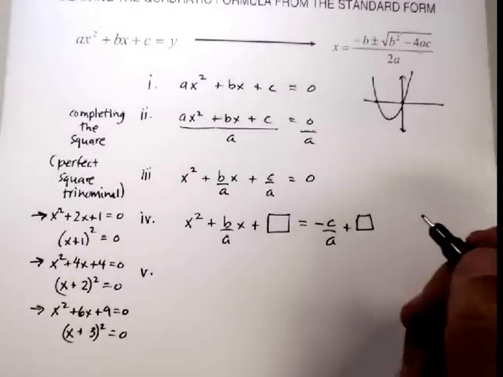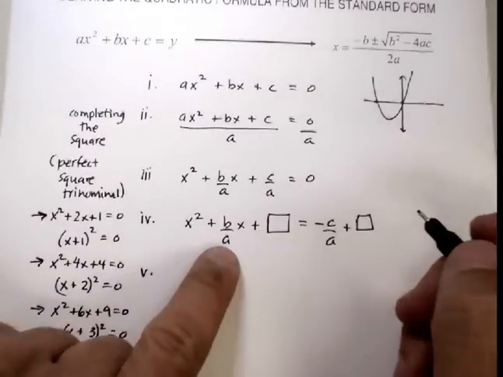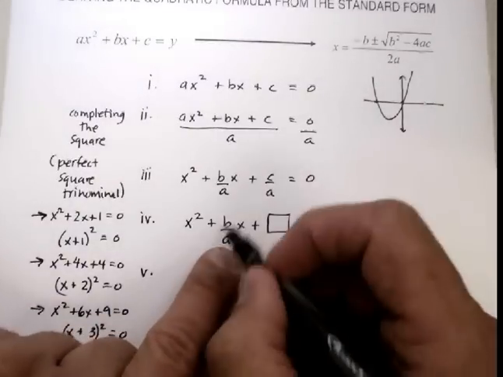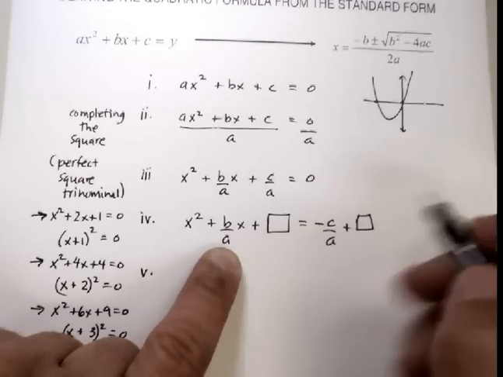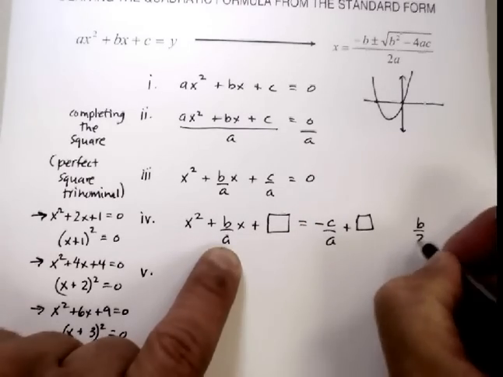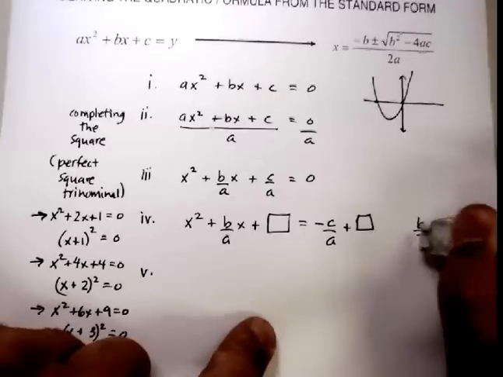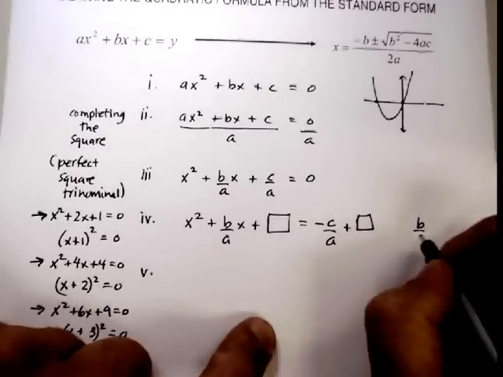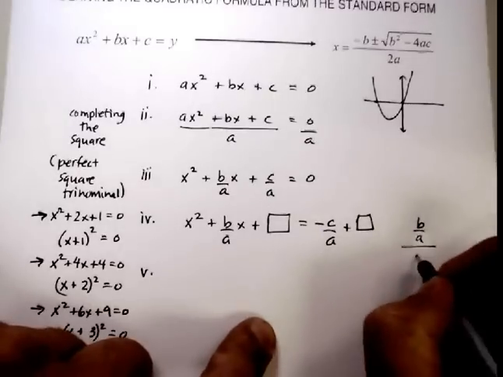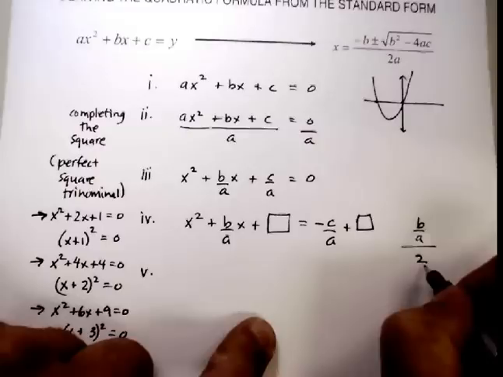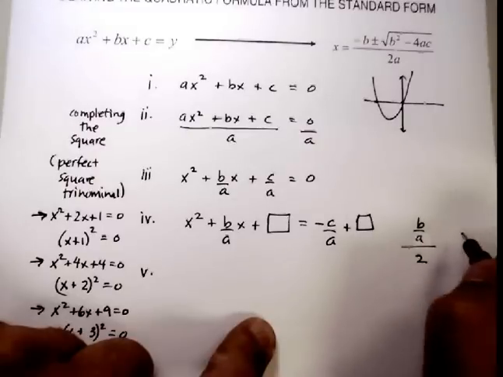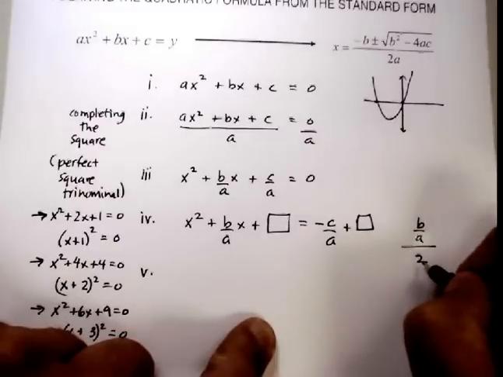Now, how do you do that? Well, the process that you can use is you take half of this coefficient and square it. So you want to take half of b over a, and then square it. Now, what is half of b over a?